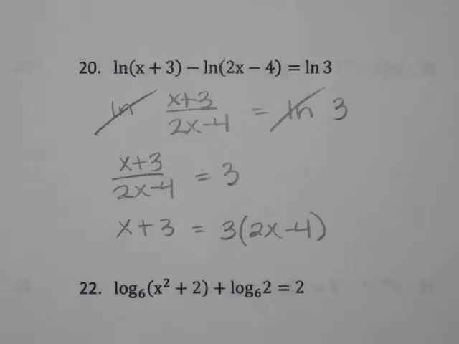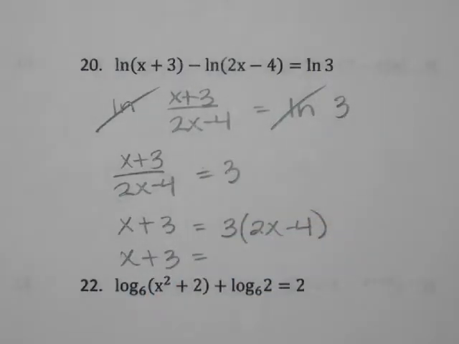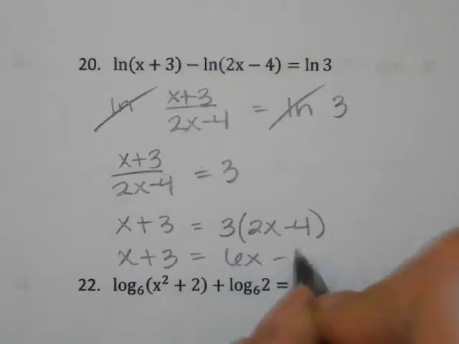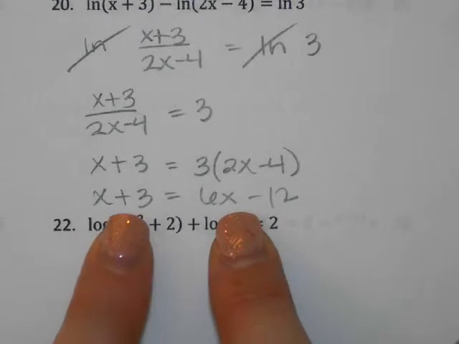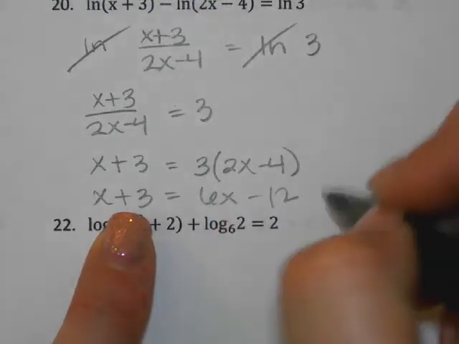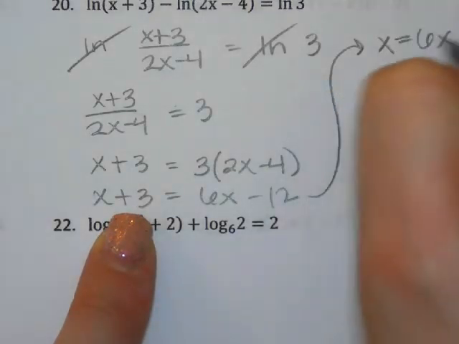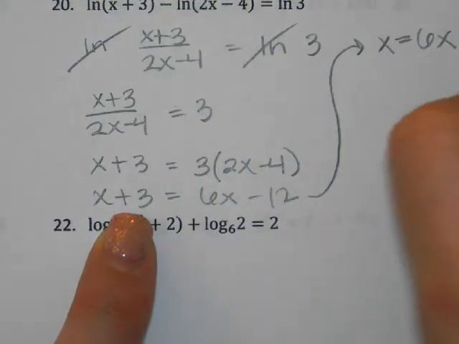And what do we do after that? Distribute. So we have x plus 3 equals 6x minus 12. Okay. What do you guys want to do next here? Subtract the 3. Okay. So we're going to have x all by itself equals 6x, and if you have negative 12 and you subtract 3, negative 15, okay?